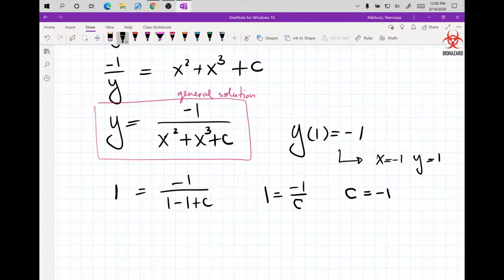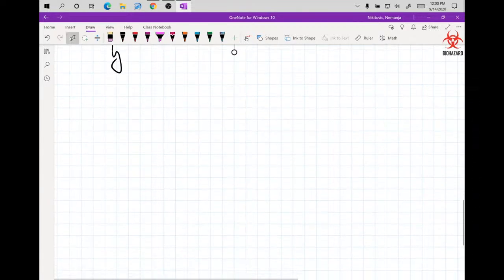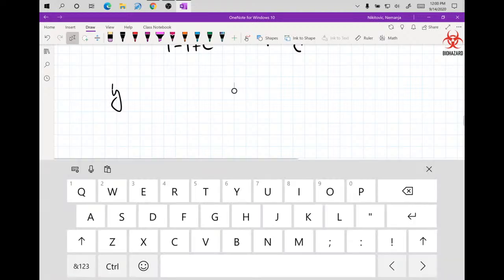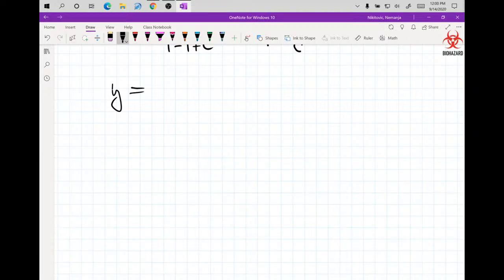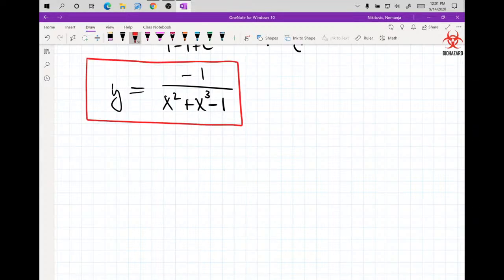So we finally have y equals negative 1 over (x squared plus x cubed minus 1). And this would be your particular solution. And that will be the end of the problem.